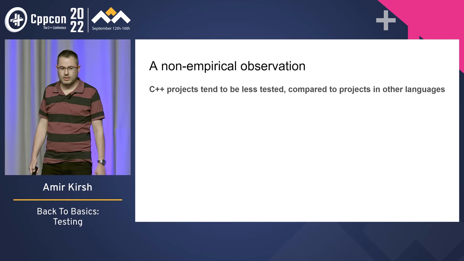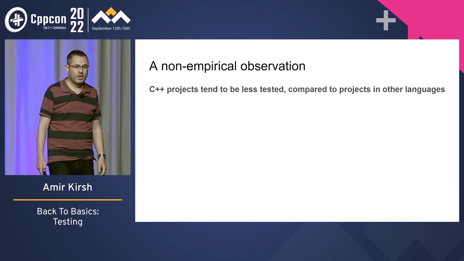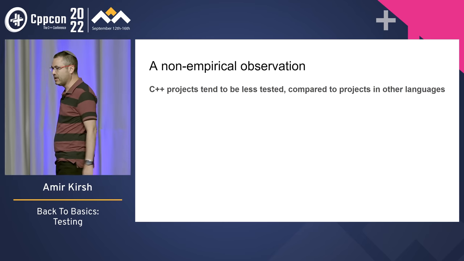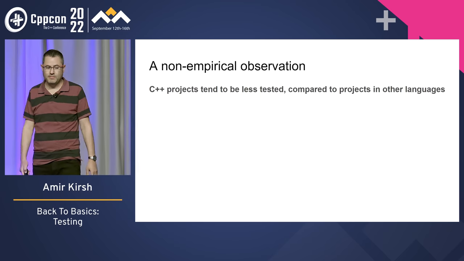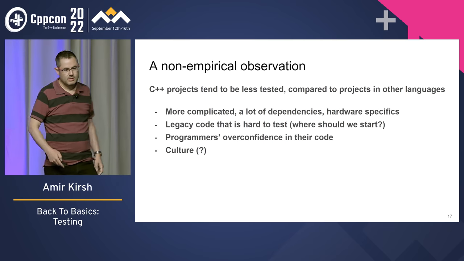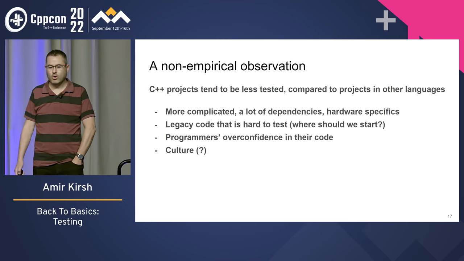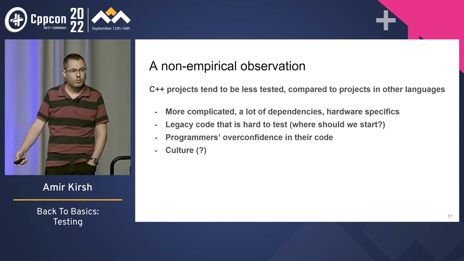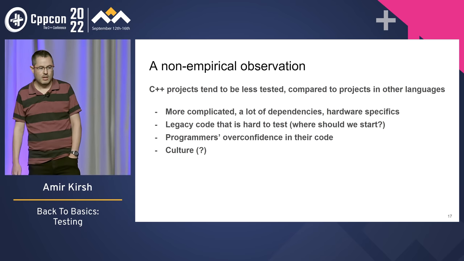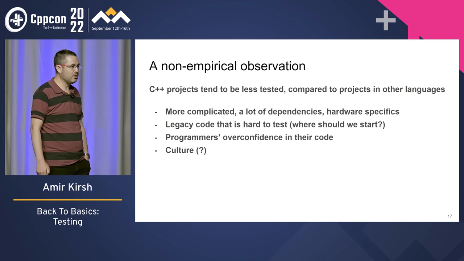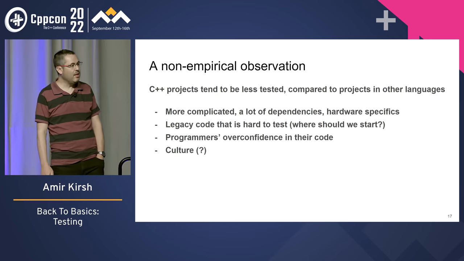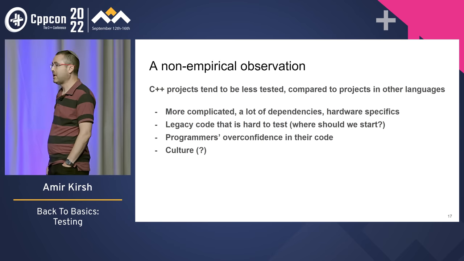Another empirical observation: C++ projects tend to be less tested compared to projects in other languages. This is what I see. I don't know if you feel the same. I didn't do any empirical study on that, but this is what I feel. And the reasons are that C++ is more complicated, a lot of dependencies, sometimes hardware specifics, legacy code that is hard to test. Where should we start if we have a million lines of code and no tests? Programmers' overconfidence in their code. I think C++ programmers are a bit more confident. Maybe we should be less. And maybe some culture, I don't know.